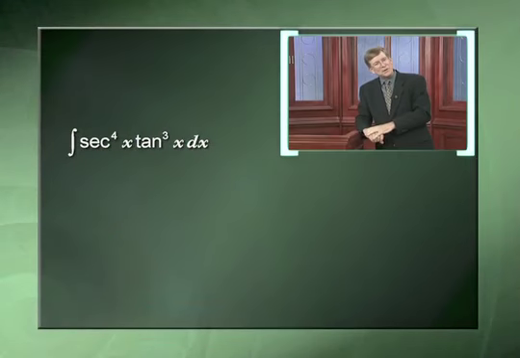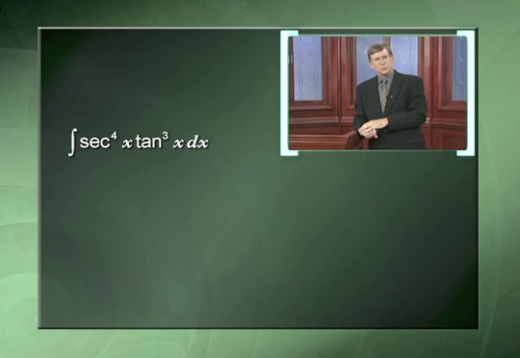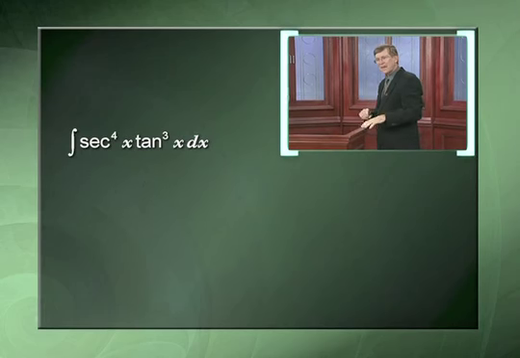Now, the same thing happens, by the way, with combinations of tangent and secant. Let me show you an example of that, and you'll see the same kind of mechanism working here. Let's find the antiderivative of secant to the fourth times tangent cubed. Here we go.